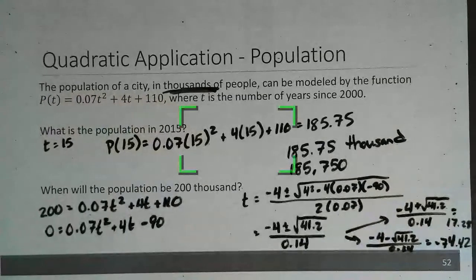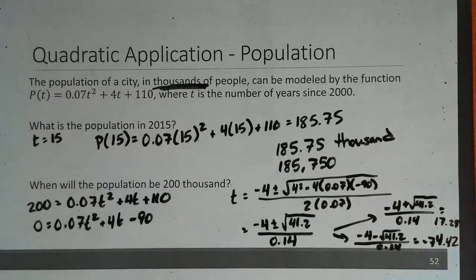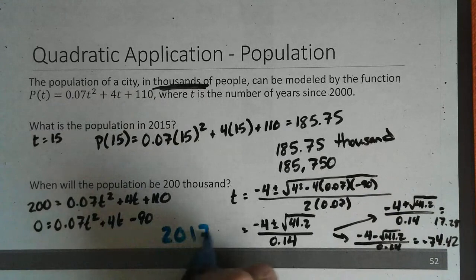So remember, we're solving for t here. t represents the number of years since 2000. So our first answer was 17.28. If we go 17.28 years after 2000, it'll be somewhere in the year 2017. If we go -74.42 years, we're going back in time. We're not going to be focused on going back in time. We're just going to focus on the answer in the future. So it will be somewhere in the year 2017.